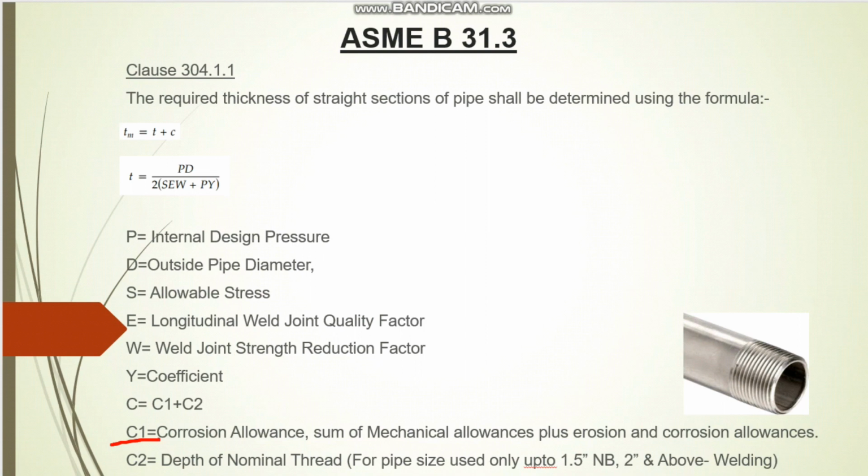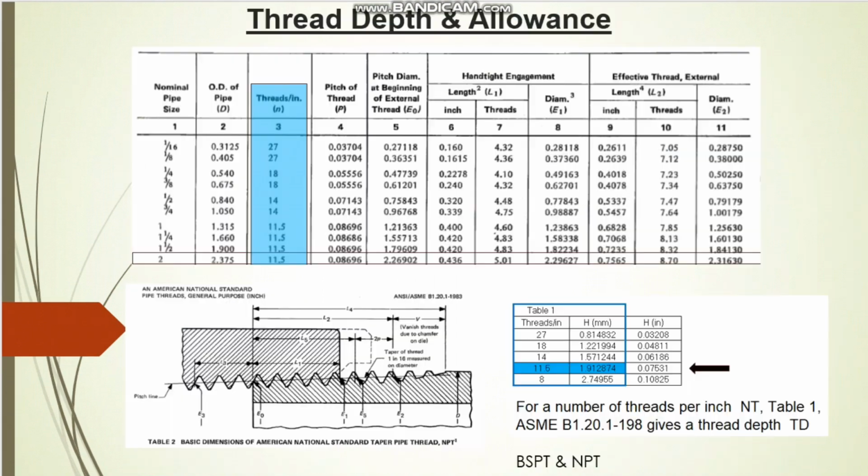So that is c1. And coming to c2, when you have small size pipes, less than 2 inches, we do threading to connect one pipe to another, and for more than 2 inches we normally do welding of the pipeline. When you do the threading, there is a chance that some metal is removed from the pipe material, so that will reduce the strength of the pipe. So that is the reason we again add some allowance for pipe threading if your pipe size is lower than 2 inches.